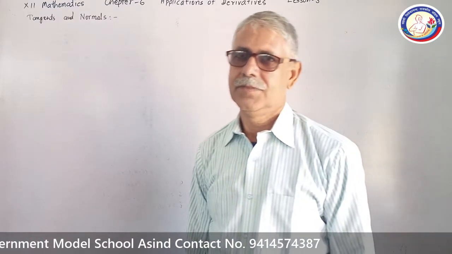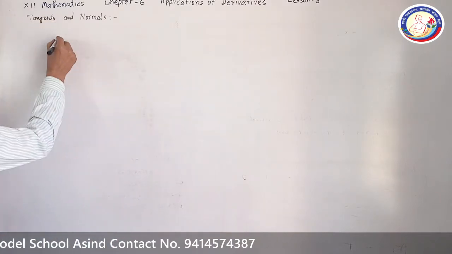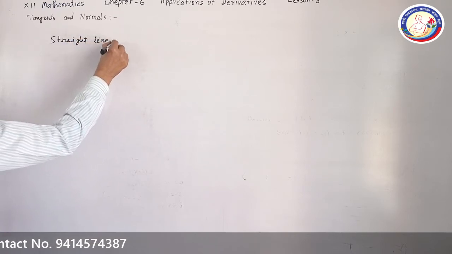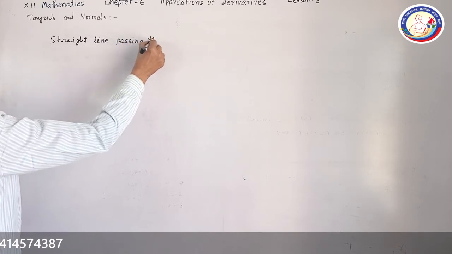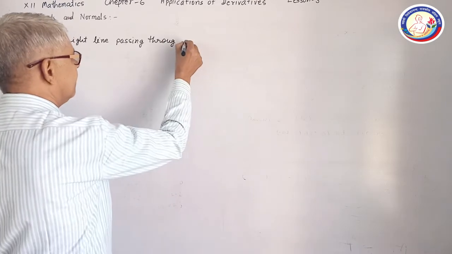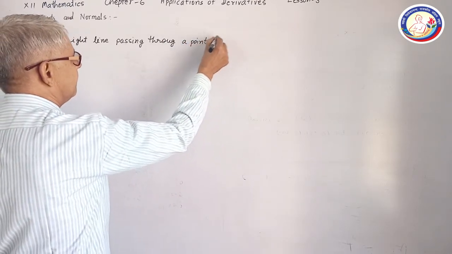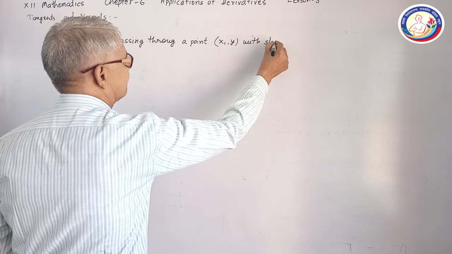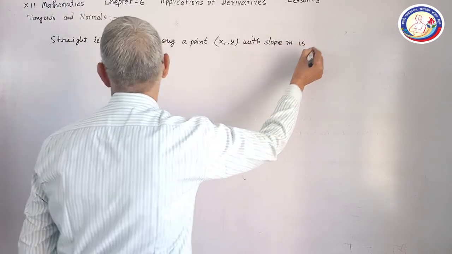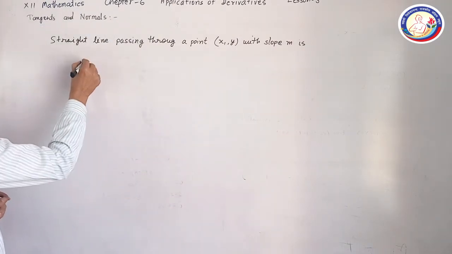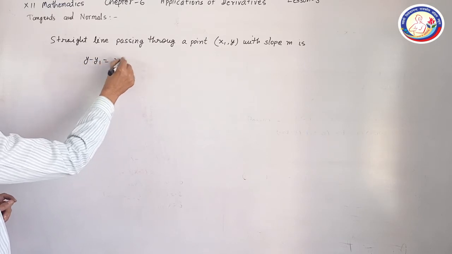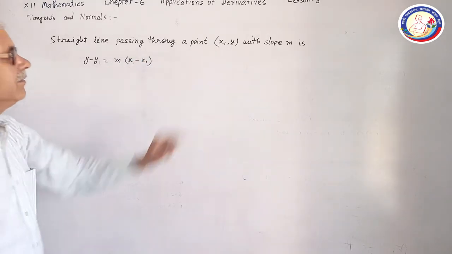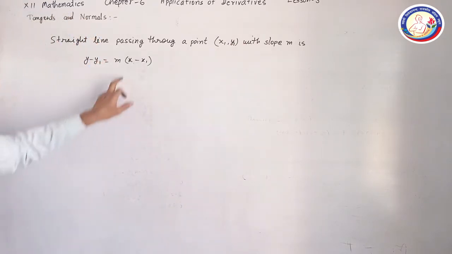A straight line which is passing through a given point (x1, y1) with slope m, its equation is y minus y1 equal to m into (x minus x1), where (x1, y1) is a point through which the line passes and m is its slope.